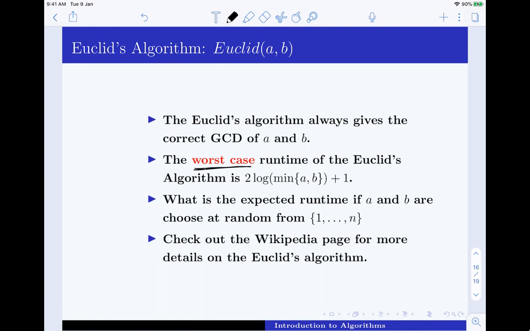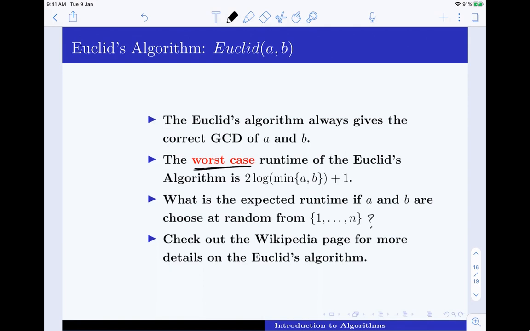The best case running time is, of course, when A anyway divides B: you run it in one step and the algorithm stops. So the best case running time is 1. The worst case running time is 2 times log of the minimum of A comma B, plus 1. What is the average, what is the expected running time?